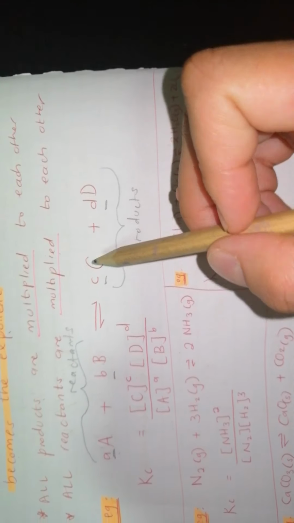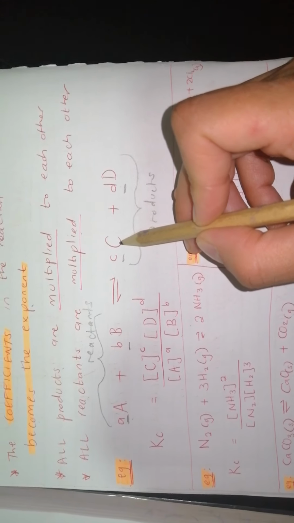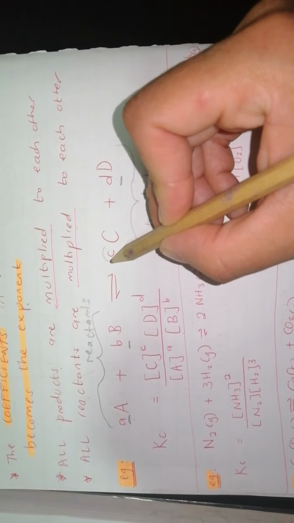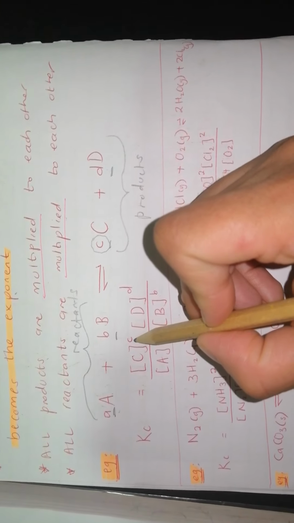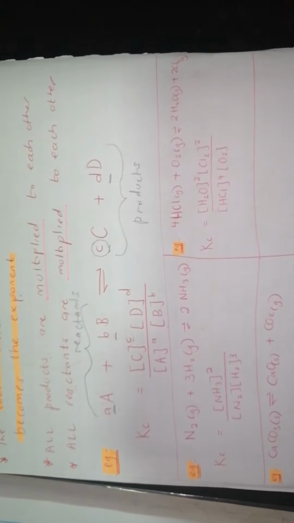Now, remember we said the coefficients will become the exponent. So let's see how that actually works. To put the concentration, we're going to start with the products and divide by the reactants, just like in this formula here. You're going to take the first product, which is C, and put capital C in square brackets because that tells you its concentration. Since small c is the coefficient of big C, small c will now become the exponent of big C, which means you are raising it to the power of that coefficient.